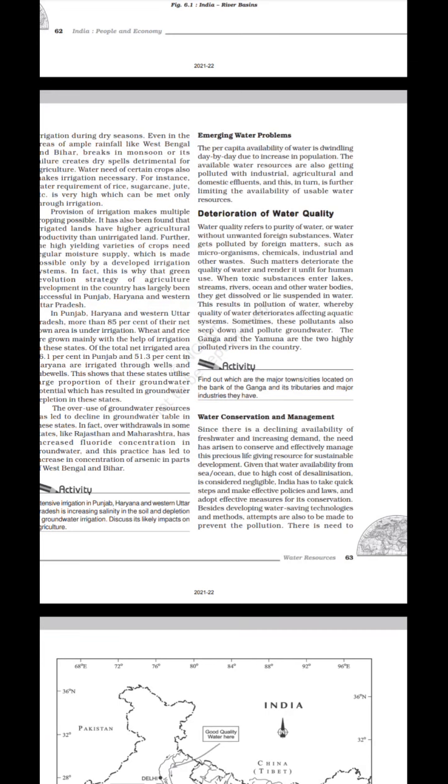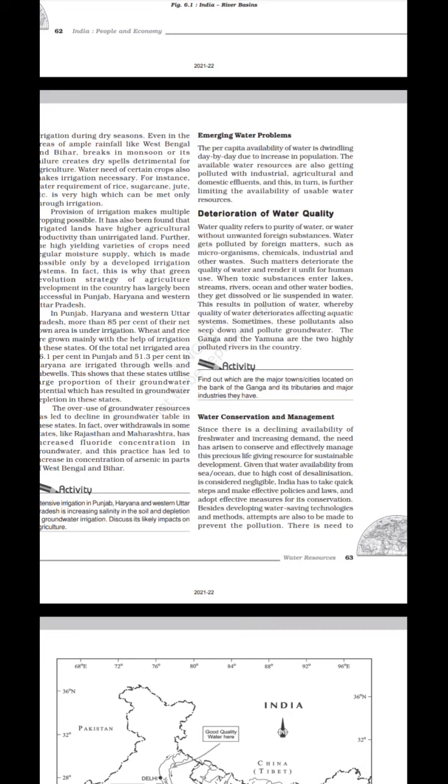In Punjab, Haryana and western Uttar Pradesh, more than 85% of their net sown area is under irrigation. Wheat and rice are grown mainly with the help of irrigation in these states. Of the total net irrigated area, 76.1% in Punjab and 51.3% in Haryana are irrigated through wells and tube wells. This shows that these states utilize a large proportion of their groundwater potential, which has resulted in groundwater depletion in these states. The overuse of groundwater resources has led to a decline in the groundwater table in these states.